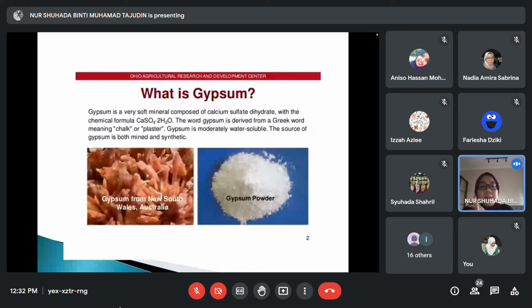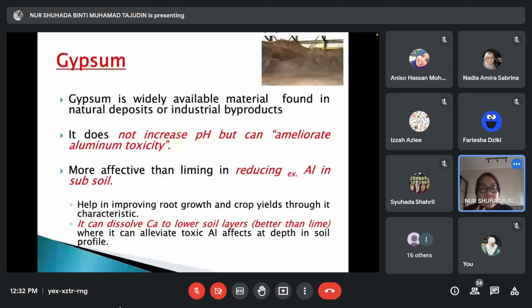Okay, so gypsum is a widely available material found in natural deposits or industrial byproducts, and it does not increase soil pH, but it helps to combat the aluminium toxicity. Okay, so it is more effective than liming in reducing the exchangeable aluminium in the subsoil.